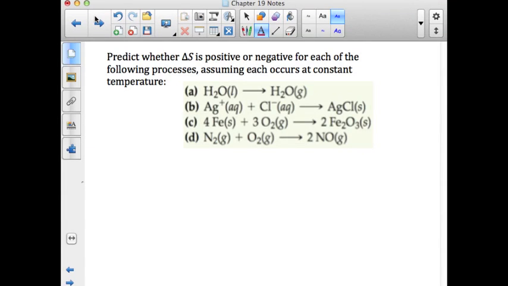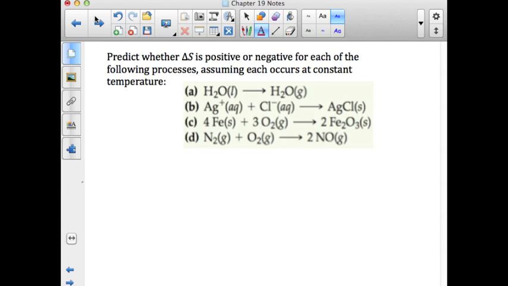All right, now we're going to predict whether delta S, my entropy, is positive or negative for each of the following. You're going to assume that they occur at constant temperature. Help yourself out a little bit there. I'll look at A. A goes from water as a liquid to water as a gas, so that is going to increase my entropy, which means it's going to be positive.